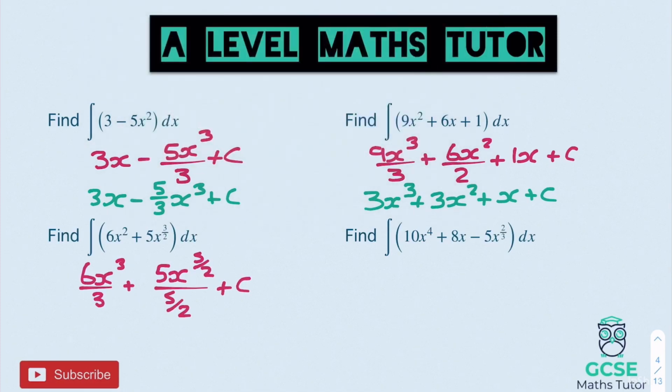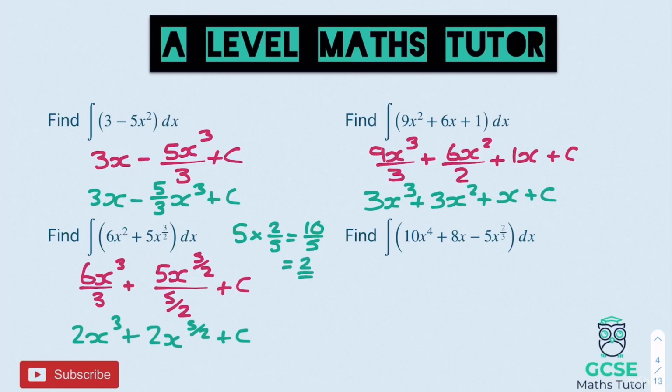Okay, so simplifying this down then, 6 divided by 3 is 2, so we have 2x cubed, plus 5 over 2 is 2.5, so 5 divided by 2.5 is 2, so that becomes 2x to the power of 5 over 2. Plus c. And obviously some of these harder divisions here you can do with your calculator, but hopefully you'll be alright with that. Again, you could do 5 multiplied by 2/5, just flipping it over there, gets you 10 over 5, which is 2. Okay, so you can always work it out that way as well, just using your normal rules of fractions.